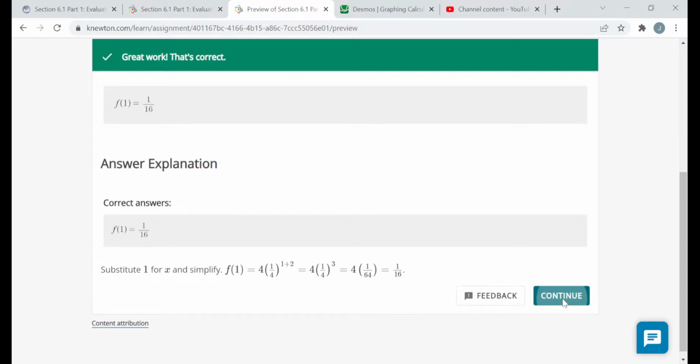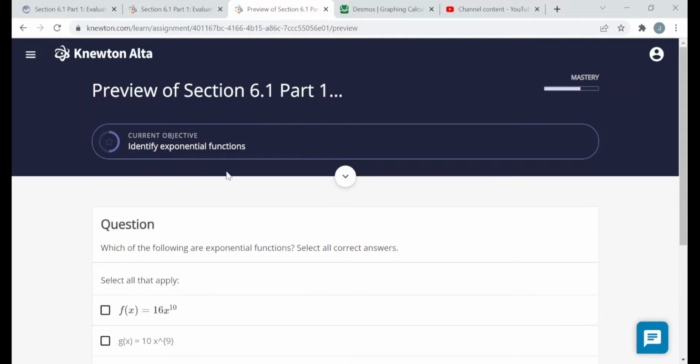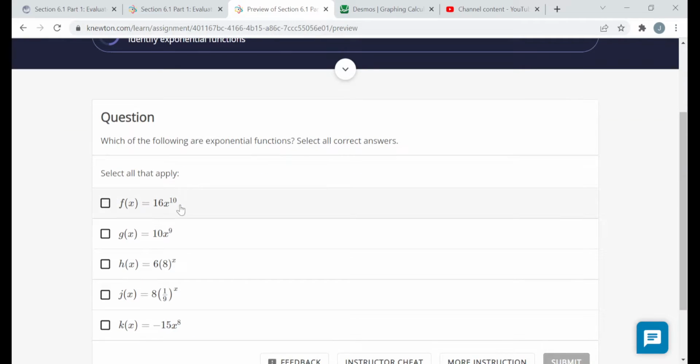Next question. So that objective's done on evaluating. That should be a pretty simple one. So should the identifying. Identify which of these are exponential. All right, so 16 times x to the 10th. This is a polynomial function. In an exponential function, you have a numerical base and a variable exponent. In power or polynomial functions, you have a variable base and a numerical power. Here you have number base, variable power. Here you have variable base, number power. So that's not exponential.